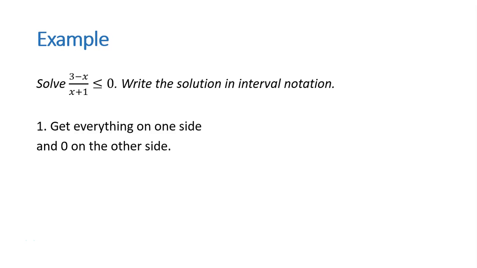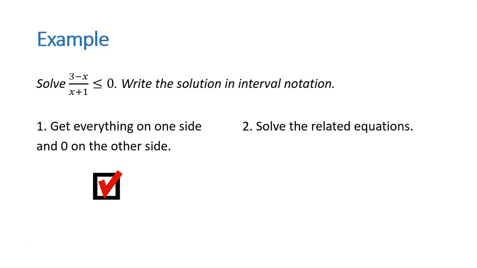So first step, get everything on one side and get 0 on the other side. Make sure everything's combined into one rational expression. Well, that's been taken care of for us, so we don't have to do that. So immediately move to step 2. In this case, we're solving two equations. We set our numerator equal to 0 to find our intercepts, set our denominator equal to 0 to find our asymptotes. So 3 minus x is equal to 0, which means x is equal to 3.